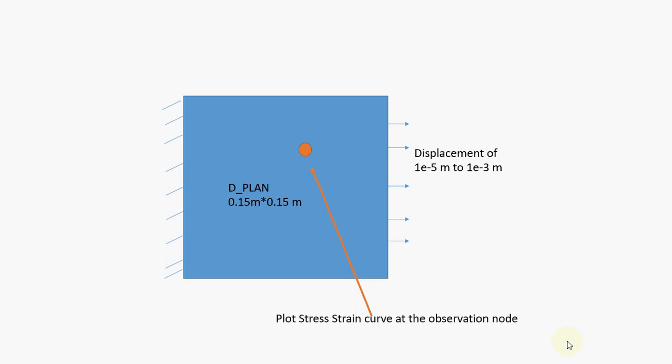The arrangement of the analysis is as shown in this figure. We will also observe a stress and strain at a point inside the plate, somewhere lying on the mesh point, and we'll plot the stress strain curve using Code_Aster alone without using Excel or any other software. So let's get started.